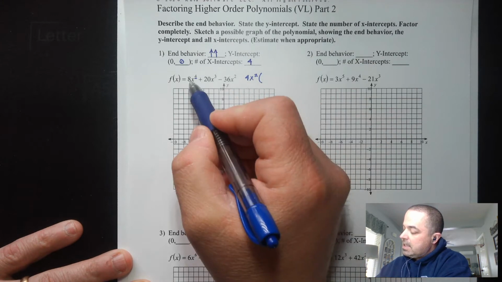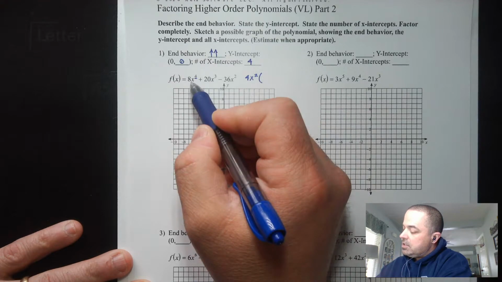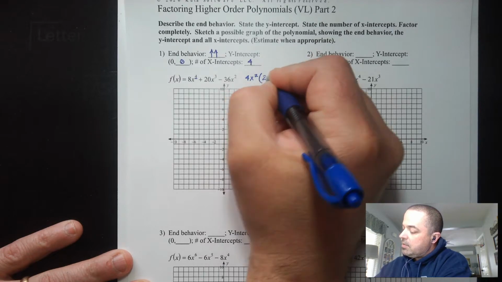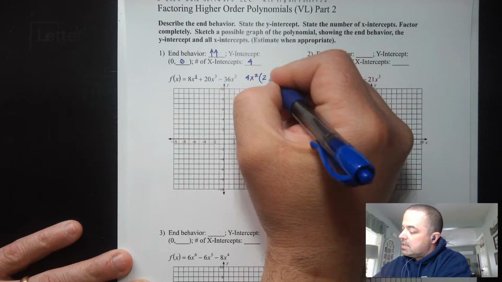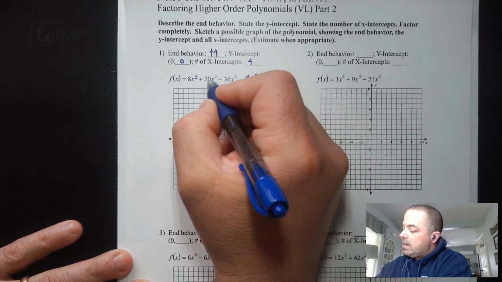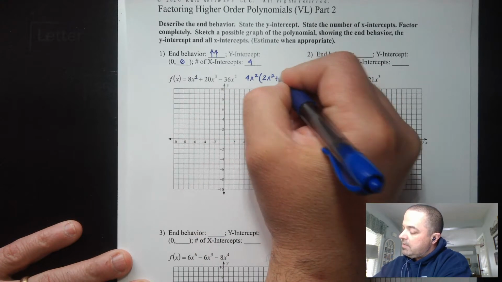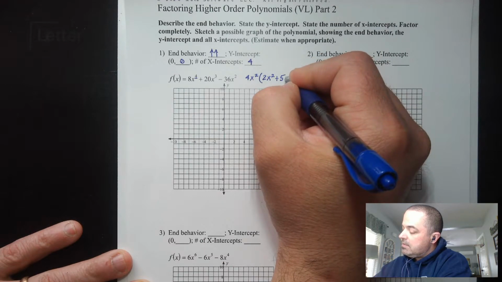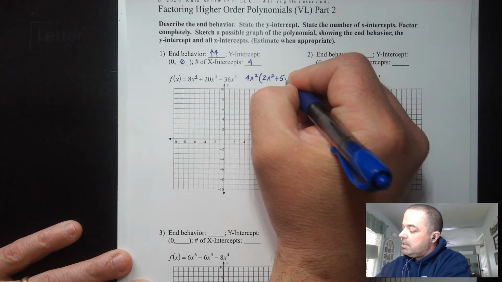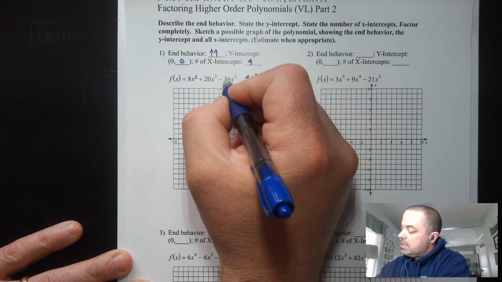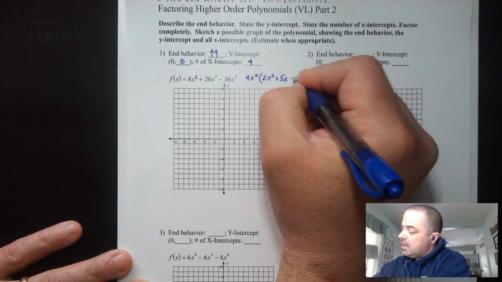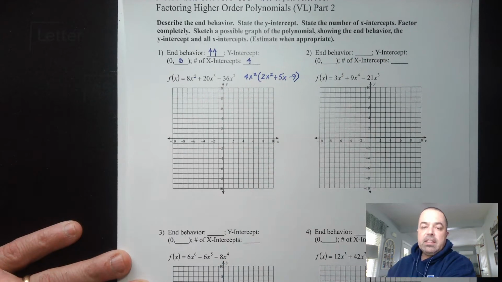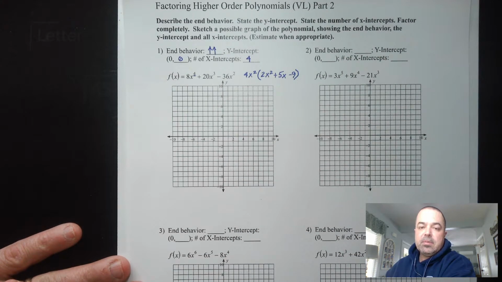And remember, I'm going to take that common factor and divide each term by it. So 8 divided by 4 is 2. x to the 4th divided by x squared is x squared. 20 divided by 4 is 5. x cubed divided by x squared: remember, we subtract exponents when dividing, so 3 minus 2 is 1. And then negative 36 divided by 4 is negative 9. x squared divided by x squared is 1. So that right there is my partially factored form for number 1.